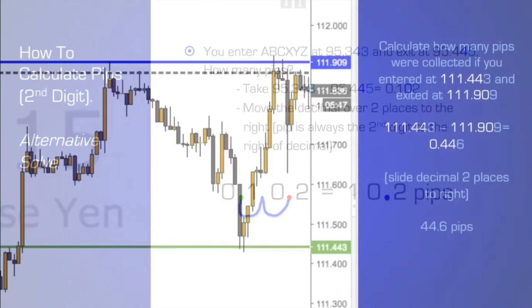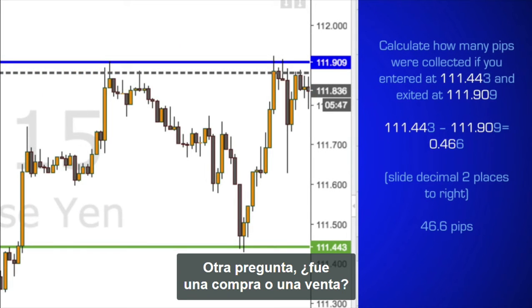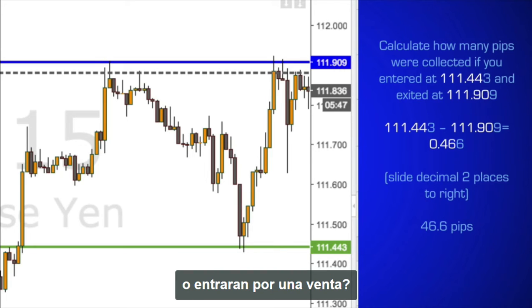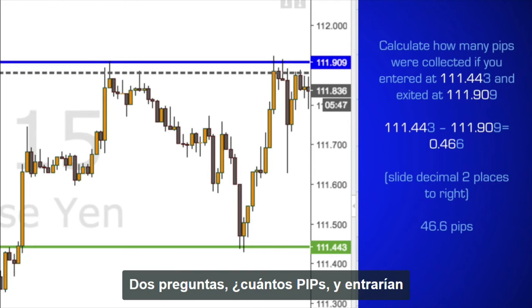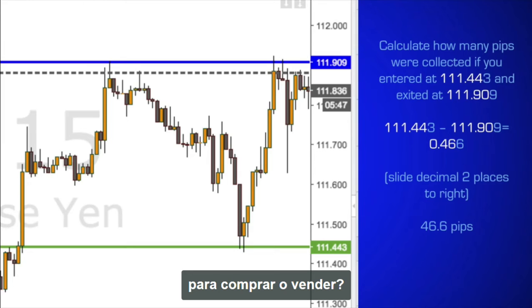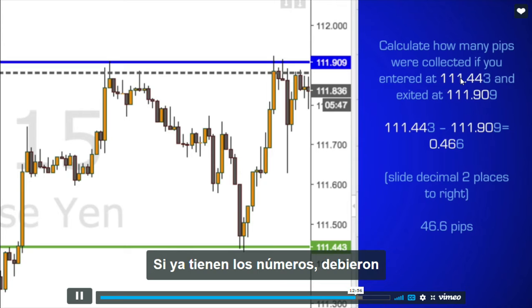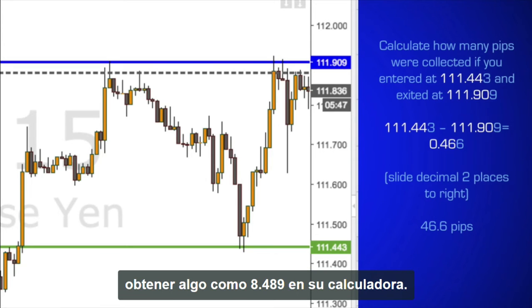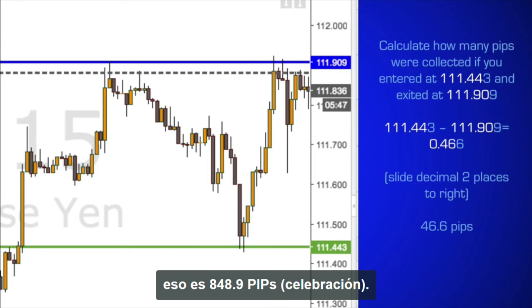Okay, so now you have a yen pair right here, and you can see that, remember, this one's a little bit different because you have 2 decimal places. What you're going to do is you enter that 111.443 and you exit it at 111.909, and you should have gotten 0.466. See, after sliding the decimal 2 places to the right, you should have ended up with 46.6 pips. Is it now starting to make more sense to you?